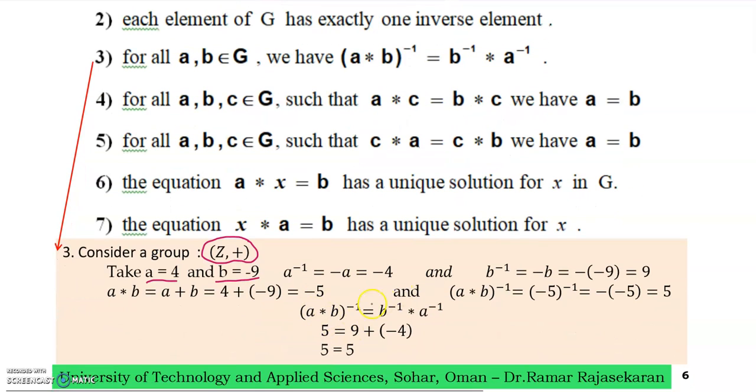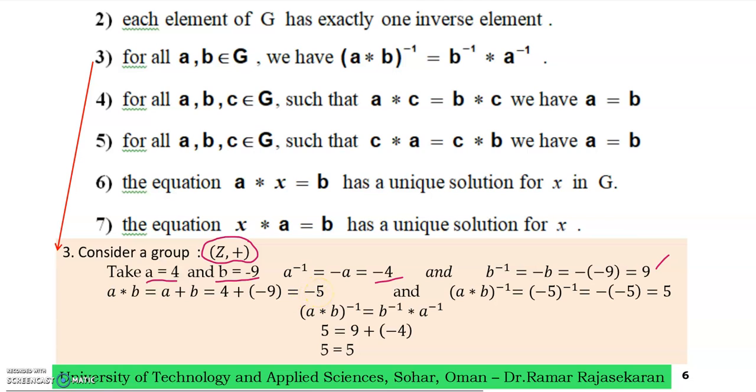Now you see here a is 4, so what is a inverse? The binary operation here is addition, so the inverse of 4 is minus 4. Inverse of minus 9 is plus 9, because I need inverse of a and inverse of b. Now I have to do the binary operation of a and b. Here the binary operation is plus. First I have to find a star b, then the inverse. So what is a star b? A star b is nothing but a plus b, where a is 4 and b is minus 9, therefore minus 5. So a star b is minus 5.